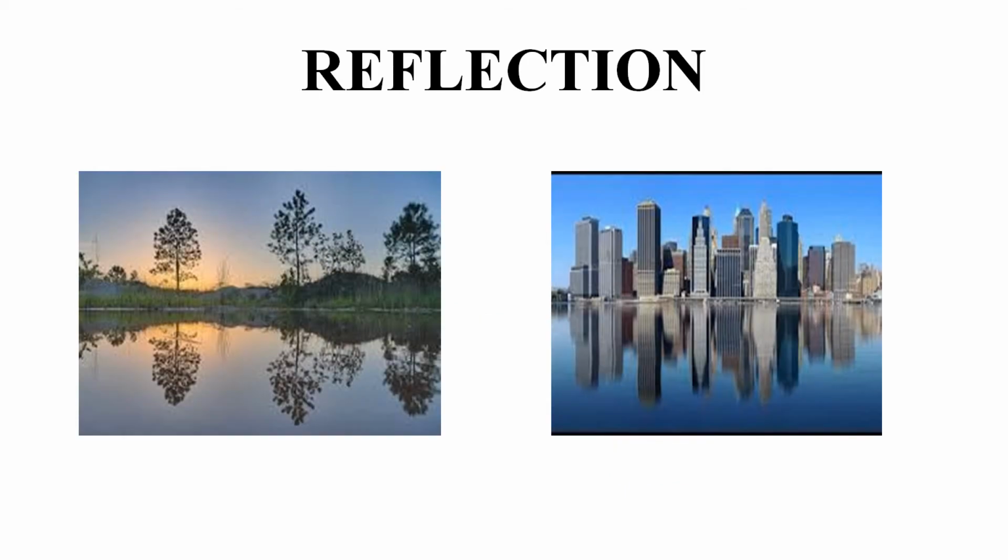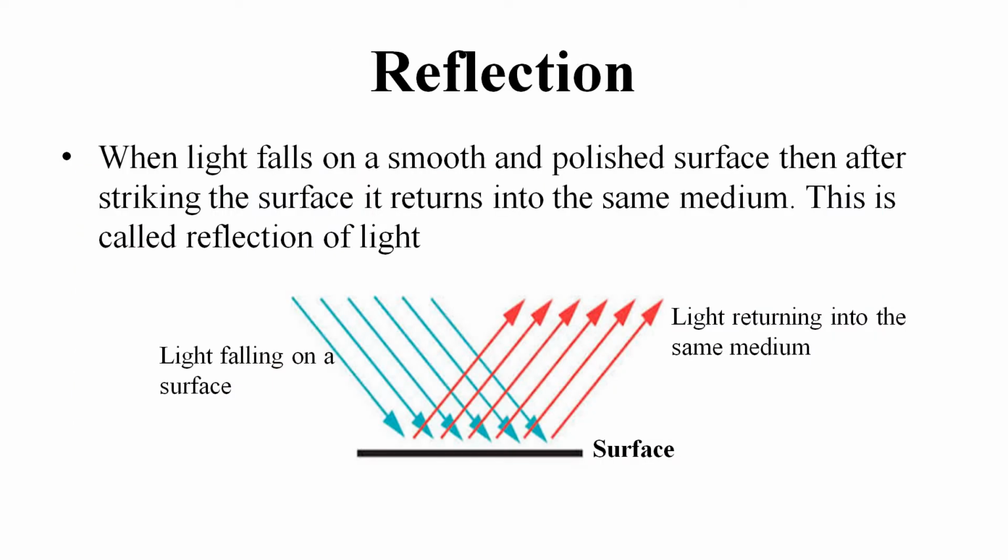In this picture also, we are able to see the trees in water due to the reflection of light. And in the second picture, we are able to see the buildings in water. This is also due to the reflection of light. So students, let us see what exactly reflection of light means.